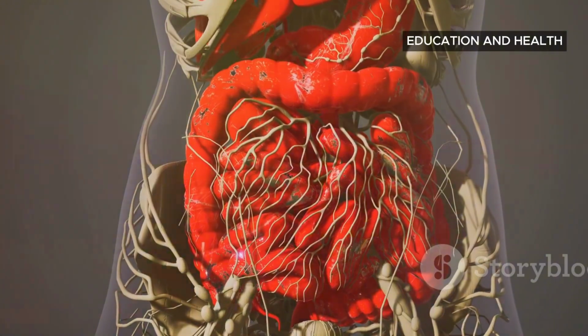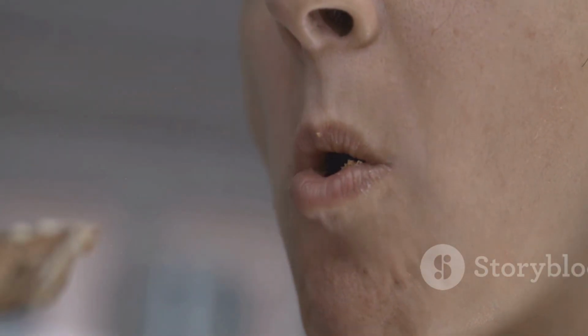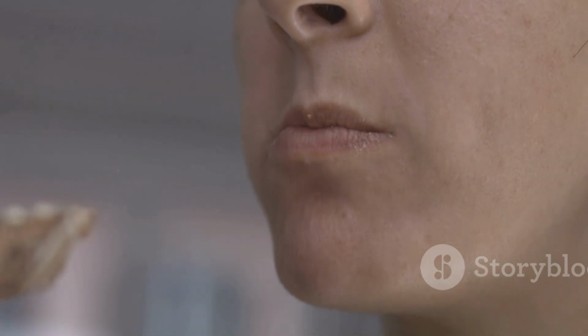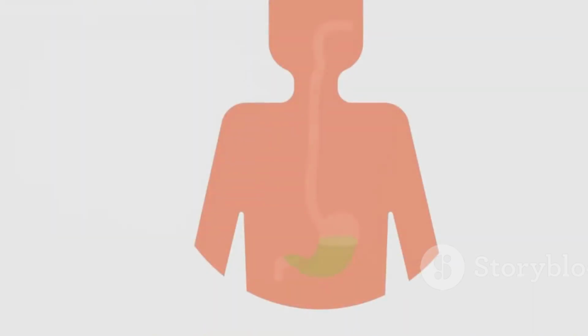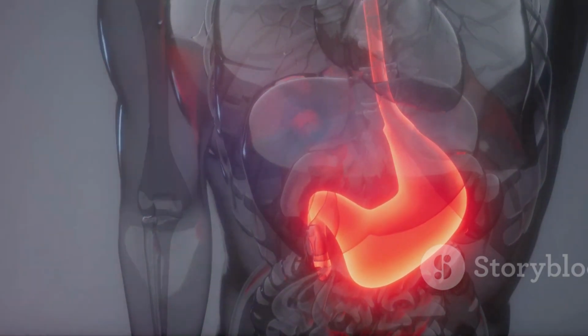Step-by-step digestive process. The mouth chews food and mixes it with saliva, which contains enzymes to start digesting starches. Next, the esophagus moves food to the stomach through a process called peristalsis.